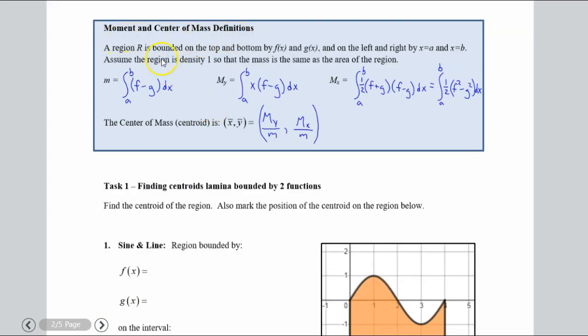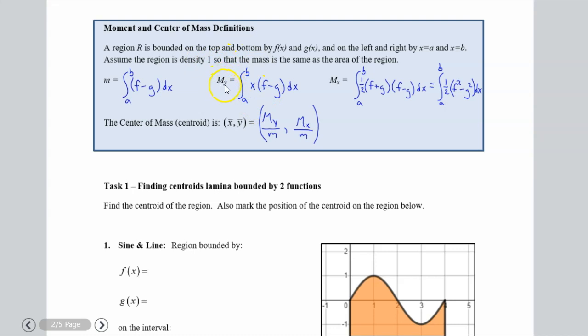The definitions we ended up at the end of the last one were: the mass is basically the area, so this integral of f minus g, if we assume f is on top and g is on bottom, f minus g times dx, that's the area of the rectangle. The actual mass would have a density function, but we're just going to assume density 1. For the centroid, once you divide these moments and masses out, the densities divide out anyway, so we'll just assume 1.